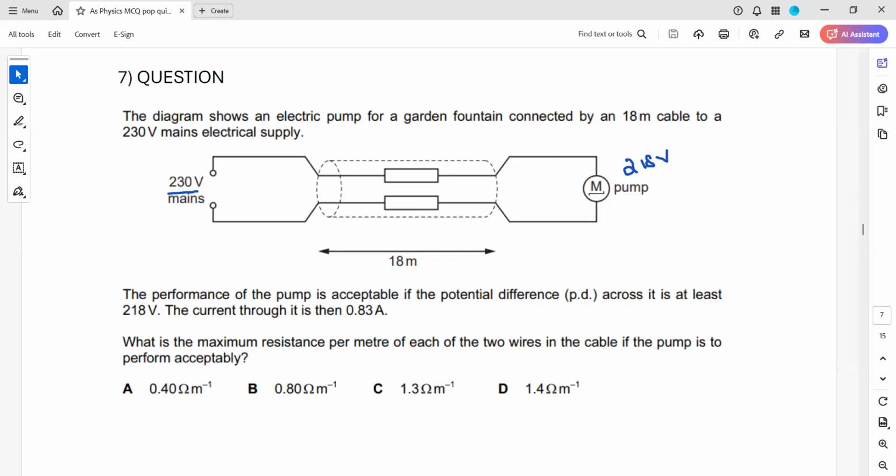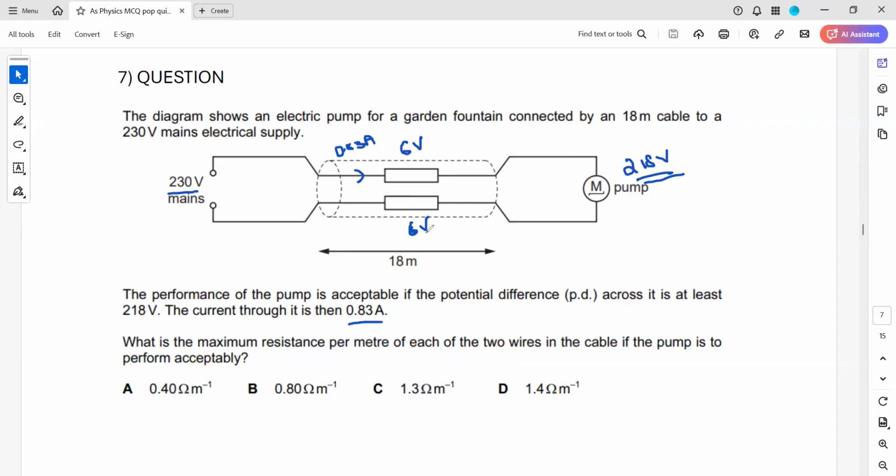That is 12 volts, and that 12 is a total. But out of 12, what will happen? 6 volts will be here and 6 volts will be here. Is it clear how I got 6 volts? Because the total potential is 230. So if 230 is there and 218 volts is here, the remaining is 12, so 6 volts across this one and the remaining 6 volts across the other one. And the current through it, 0.83 ampere, is given here.